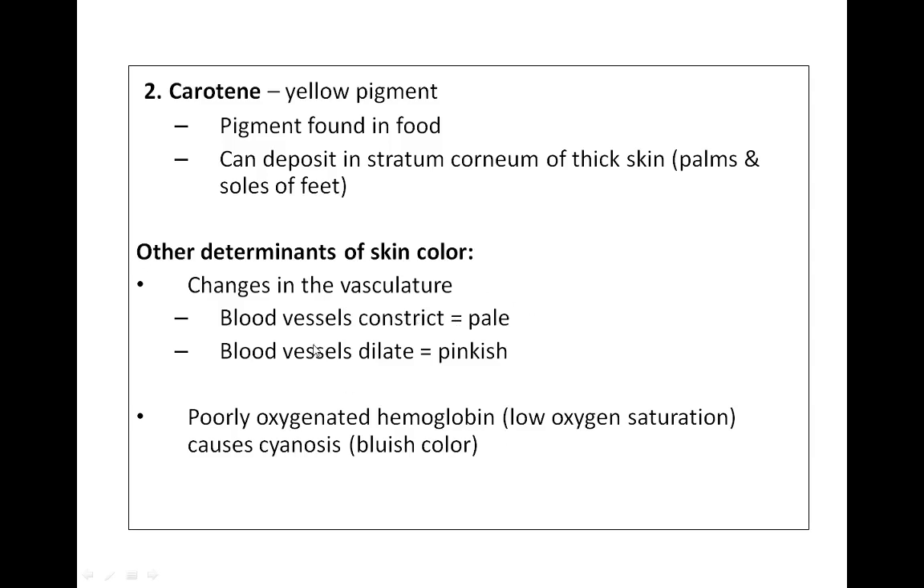If blood vessels dilate, when people go outside in the sun, then what will happen? The skin becomes pink, more prominent in fair complexion persons, because of dilatation of the blood vessels. Then if poorly oxygenated hemoglobin is more, what will happen? It causes cyanosis, that is a bluish color. So these are not permanent, these are temporary conditions.